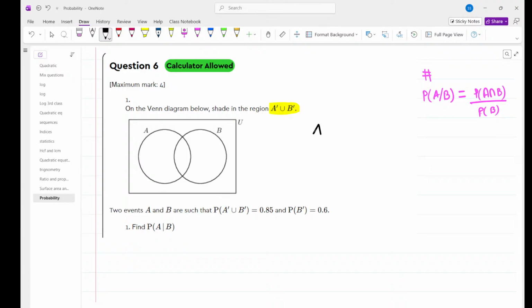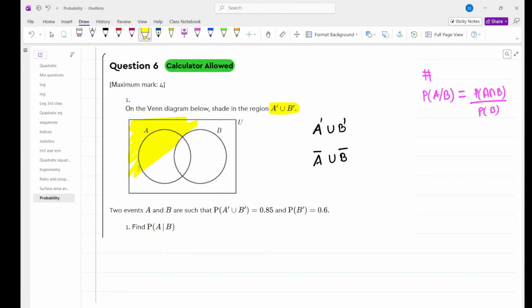See, for this, we can do it in this manner. A complement union B complement is everything outside the two circles. This is basically this, yes, correct. This is the reason. Let me shade it.